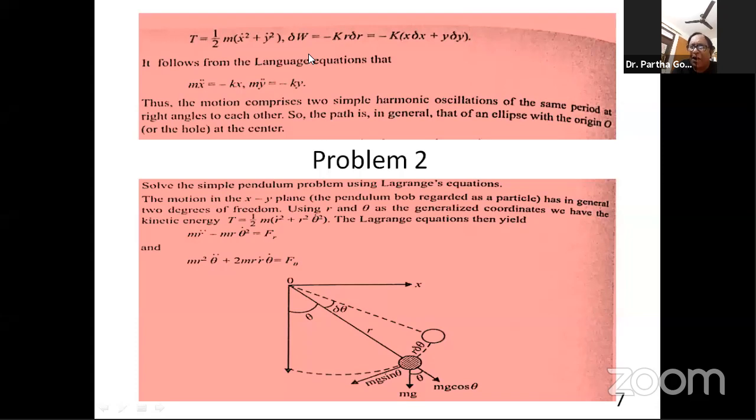So if I take our zero potential energy line to be a horizontal line coinciding with the mean position of the pendulum bob, then at an angular displacement theta, and suppose the mass of the pendulum bob is m, the potential energy will be mgr into (1 minus cos theta).